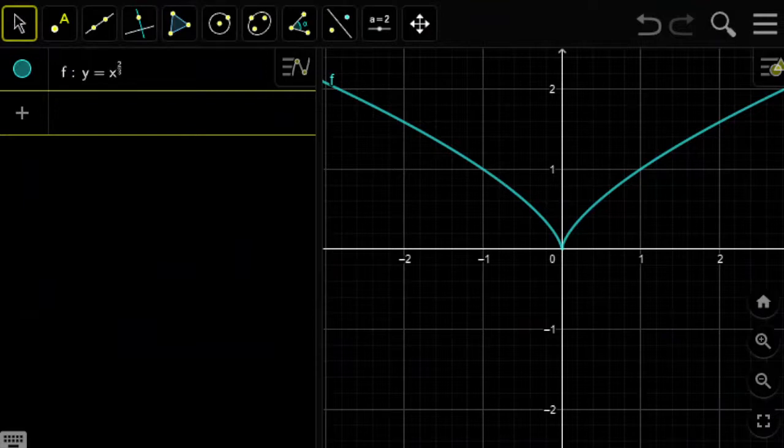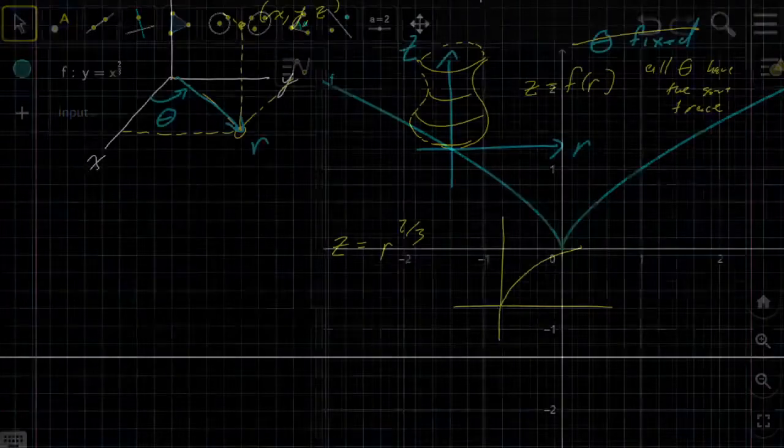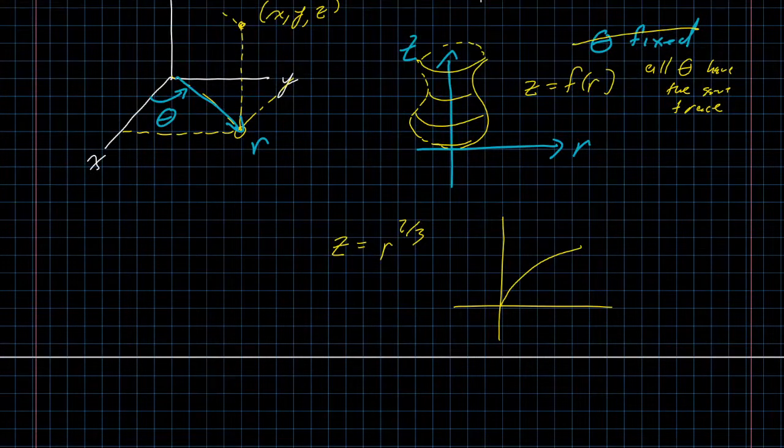So z equals r to the 2/3 power gives us a graph that's going to look something like this. And because we're thinking about r in polar coordinates, we only want positive values of r. And so we can graph what's going on here. And maybe we'll just look at the part of it that goes between 0, 0 and 1, 1.